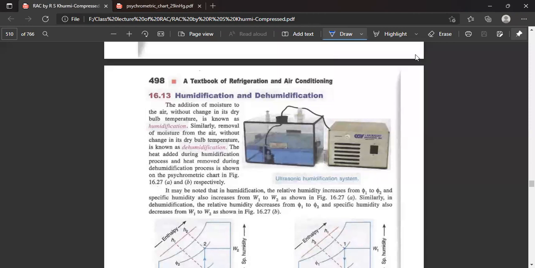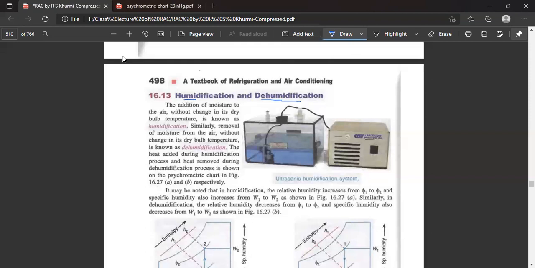Now, let us discuss today humidification and dehumidification. Addition of moisture to the air without change in its dry bulb temperature is known as humidification. Similarly, the removal of moisture from the air without changing its dry bulb temperature is defined as dehumidification.